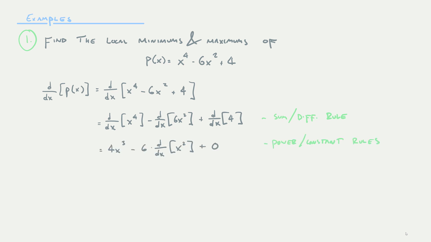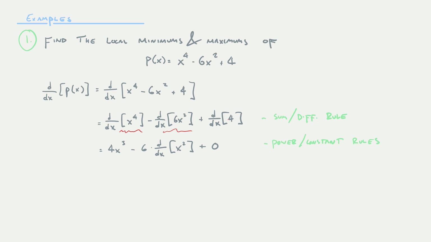Next, I went ahead and I used the power rule on this part. Bringing down the 4, that was the power, and now we're subtracting 1 away from that power. I used the constant multiple law here to bring out the 6, and we're going to eventually use the power rule. In our very next step, we'll use the power rule on here as well.